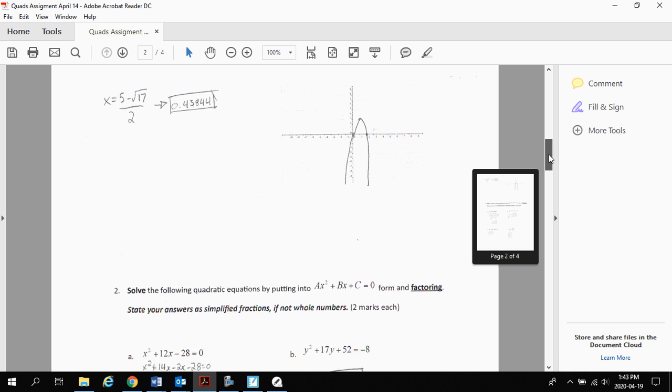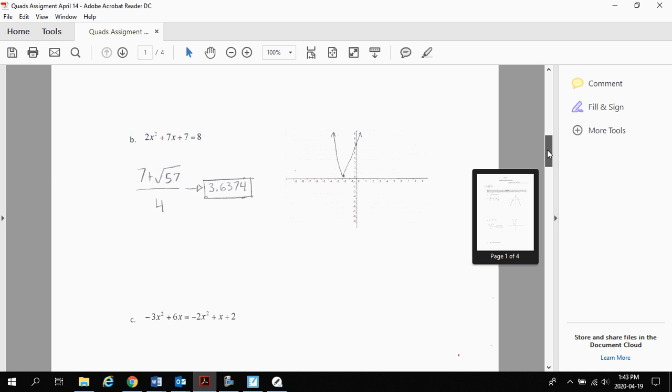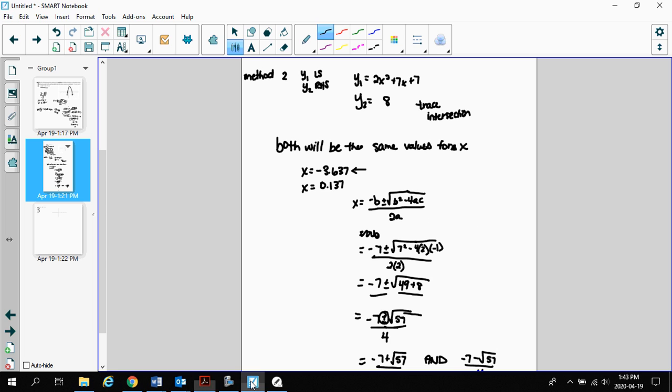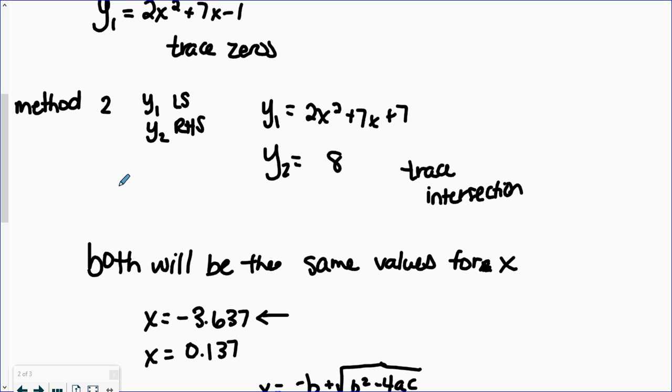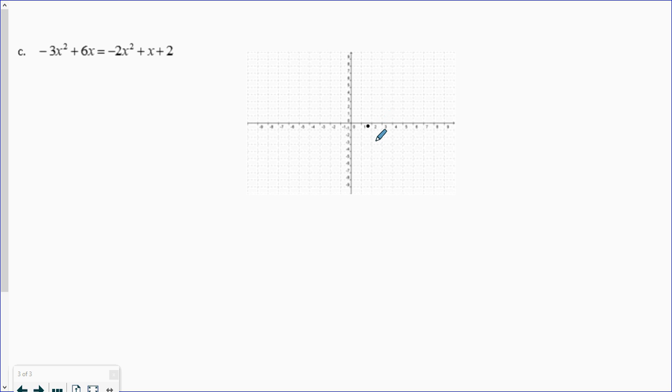The last one, again, two different ways you can solve it. This question C, it's just a bajillion times easier if you put it all on one side, because trying to figure out where two quadratics interact is actually quite the process. So this one, from those methods that we had on the last page, I'd say you definitely want to be doing that method one.